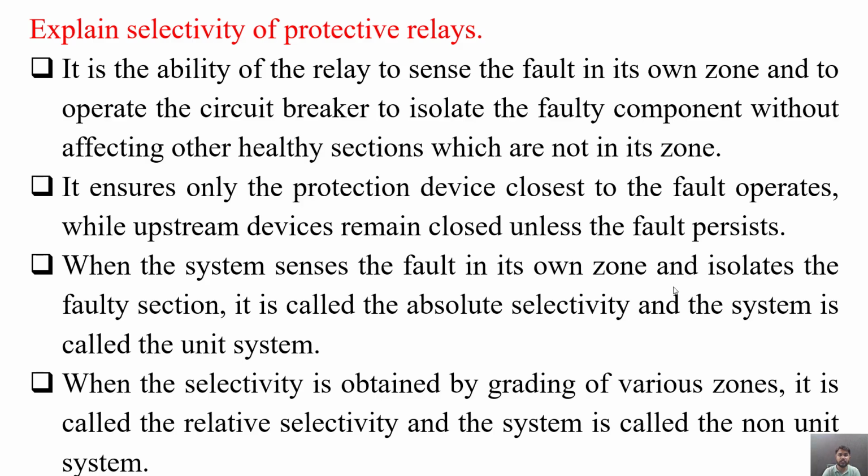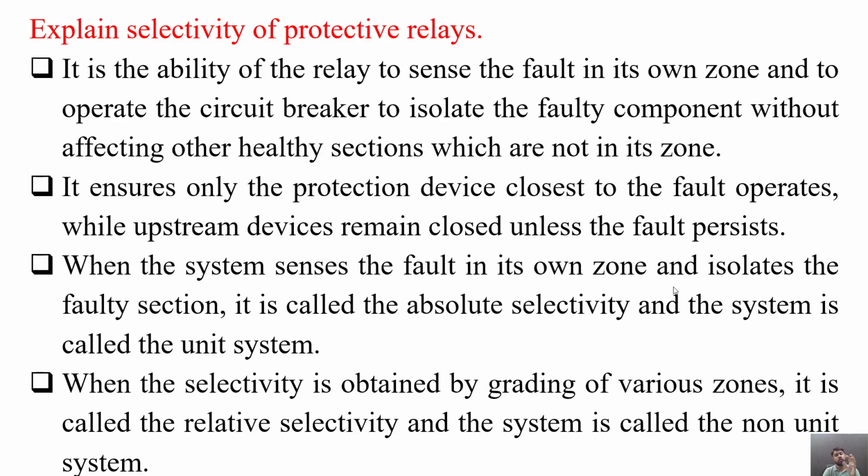It ensures only the protection device closest to the fault operates, while upstream devices remain closed or unaffected unless the fault persists. When the system senses the fault in its own zone and isolates the faulty section, it is called the absolute selectivity and the system is called the unit system.